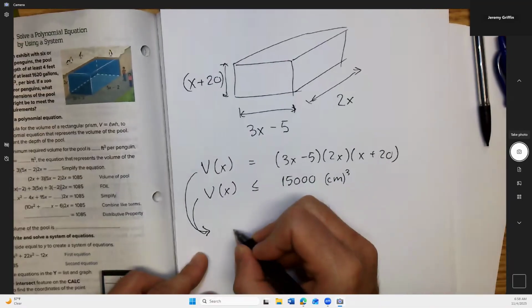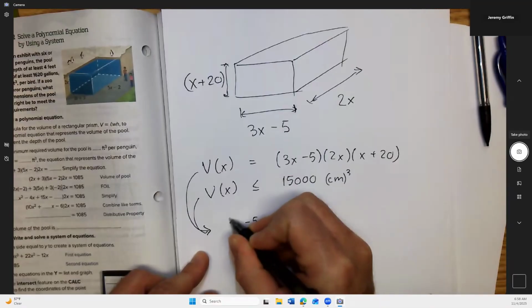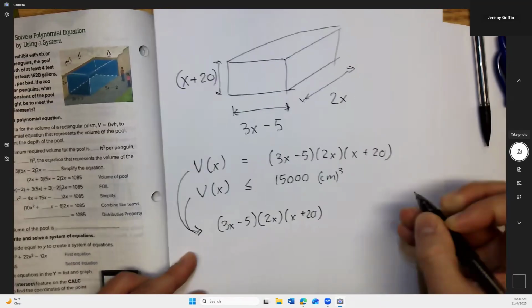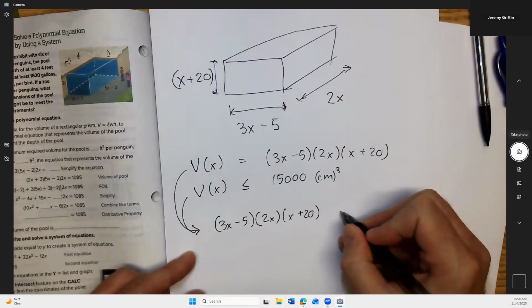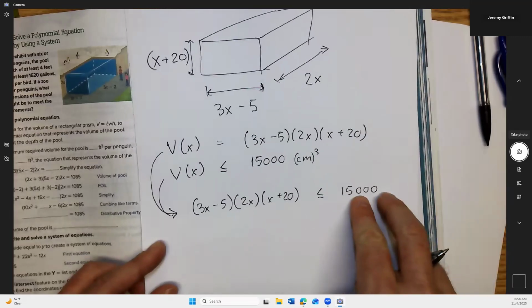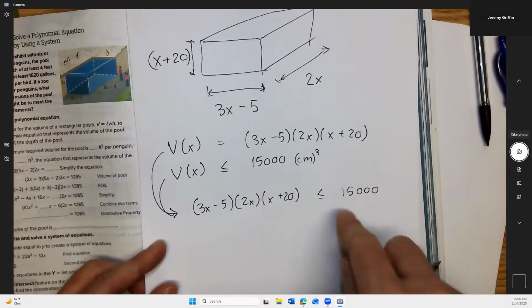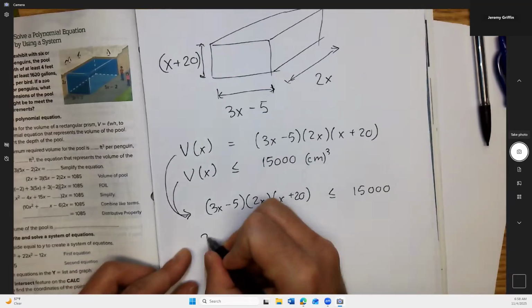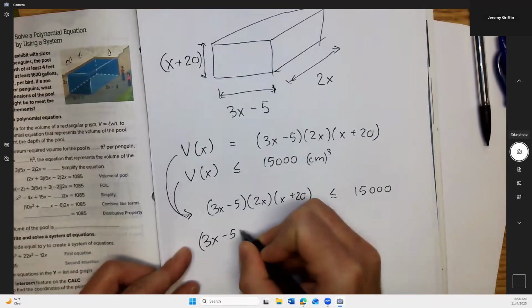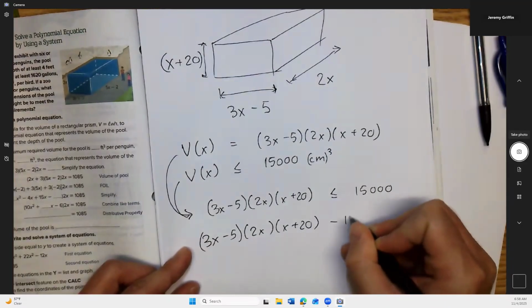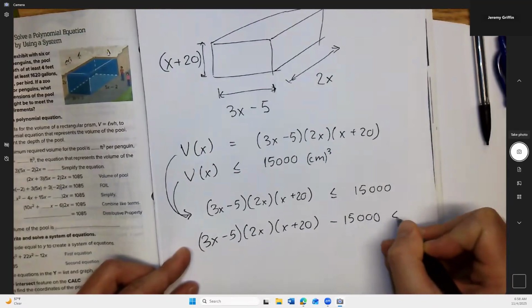So I could say if 3x minus 5, 2x, x plus 20. How about this? It has to be less than or equal to 15,000 because this is more of an inequality type. And x would be in centimeters, so everything's going to be in centimeters, cubic centimeters. So I could subtract over the 15,000: 3x minus 5, 2x, x plus 20, minus 15,000. And that has to be less than or equal to 0.